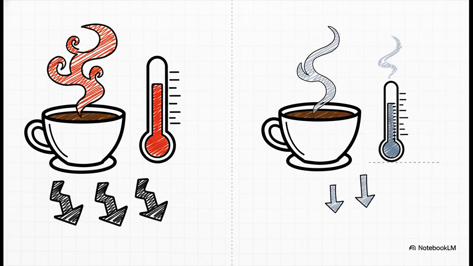Now, here's the core idea, and it's actually pretty simple. The hotter the coffee is compared to the room around it, the faster it cools. And as it gets closer and closer to room temperature, that cooling process just slows down. So the rate of change isn't some constant number, it's always changing based on what the temperature is right now.